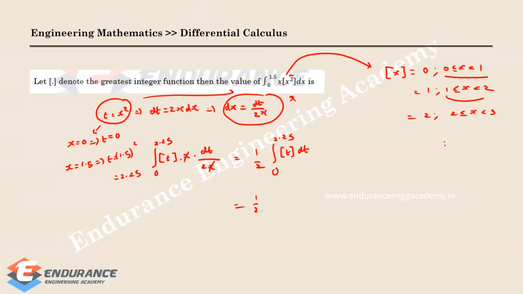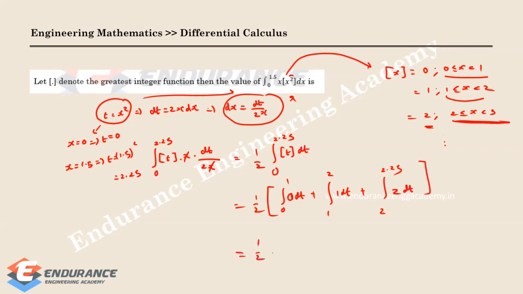So 1 by 2 will be common. Between 0 and 1, it is going to be 0. Between 1 and 2, it is going to be 1. And between 2 and 2.25, it's going to be 2. We know that between 2 and 3, the step function of x will be 2. Okay, that is fine. Now it is fine.